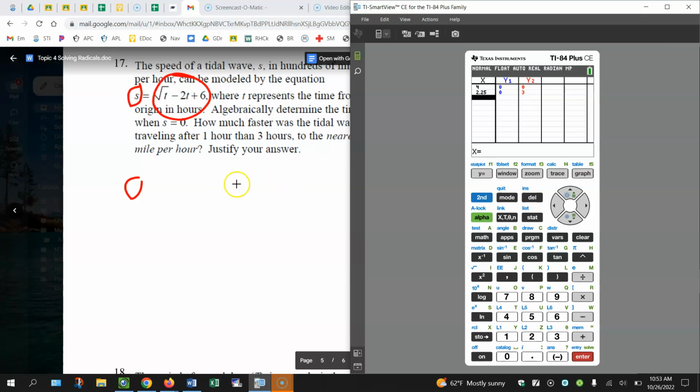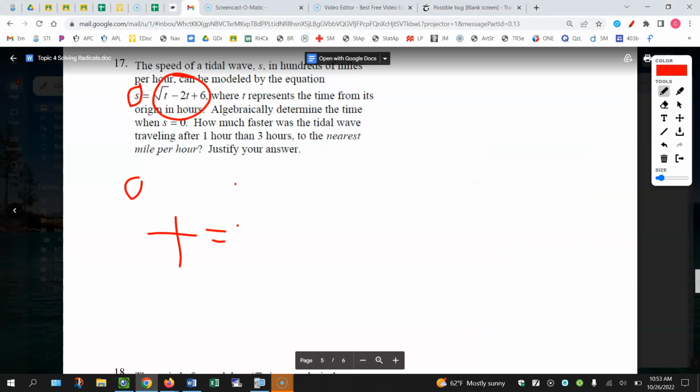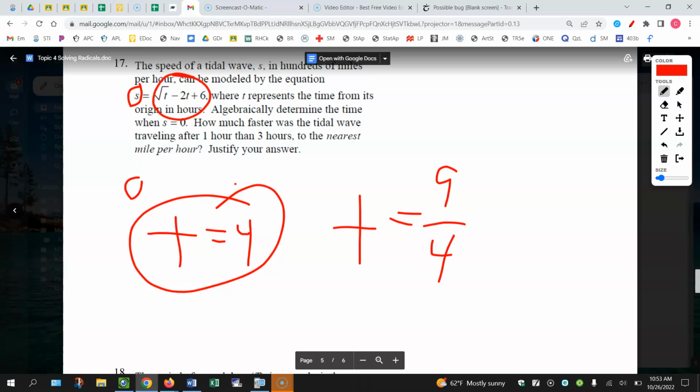That's an extraneous solution. So we got t equals 4, that's a solution. T equals 9 divided by 4, that's an extraneous solution. What I'd like for you to do now is go ahead and do number 20 on page 6. Pause the video, come back, I'll run through it, and you can see how you did.